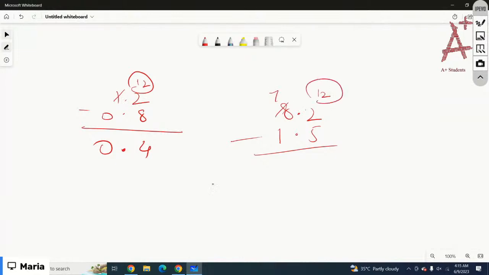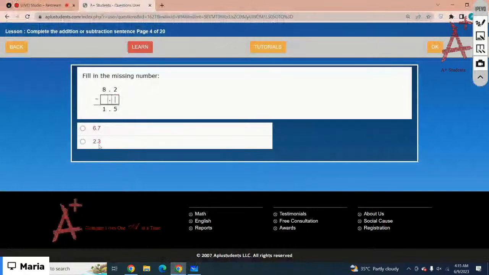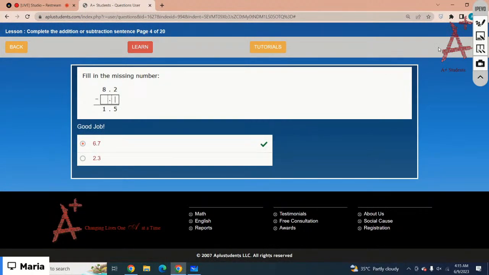12 take away 5 is 7 and 7 take away 1 is 6. That means the other number is 6.7. So the correct option is 6.7. Got it? Subtraction is a bit different. Got it?